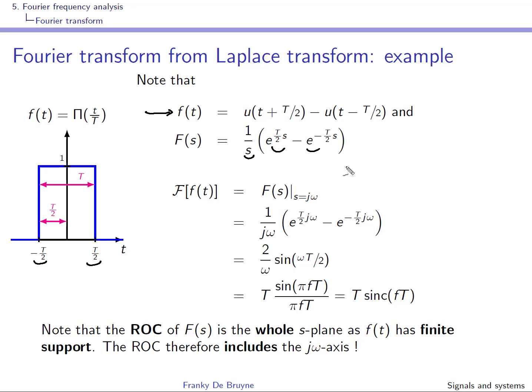Okay, so now what we can do is simply replace s by j omega, and very quickly we obtain what we have obtained previously using the Fourier transform. And indeed we obtain, without surprise, the same result.